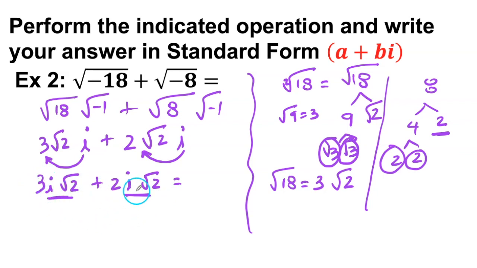I have 3 here plus 2 here. 3 plus 2 is 5 of the same thing. Okay? And that will be my answer.